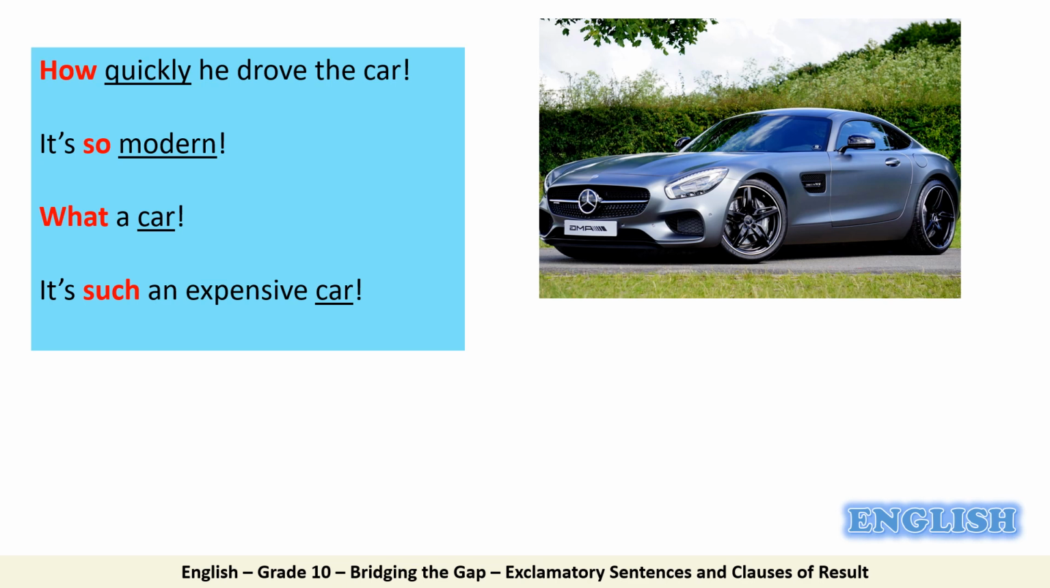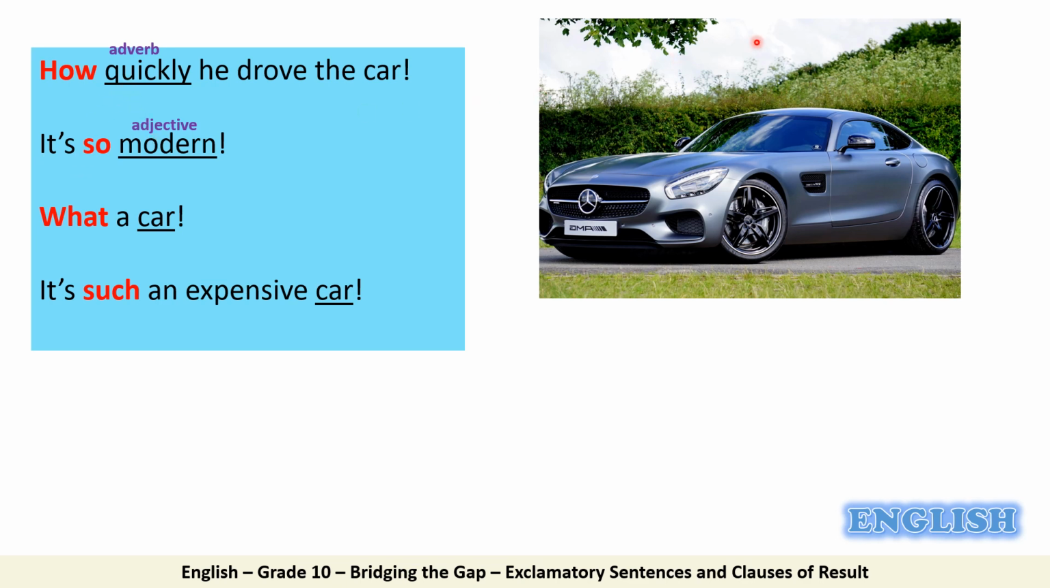Let's see some more examples now. Read the 4 sentences. In the first sentence, how quickly he drove the car. In this sentence, we have an adverb after how. Similarly, in the second sentence, it's so modern. So is followed by an adjective, which clearly explains our first rule, that is, to make exclamations, use how and so before an adverb or an adjective.